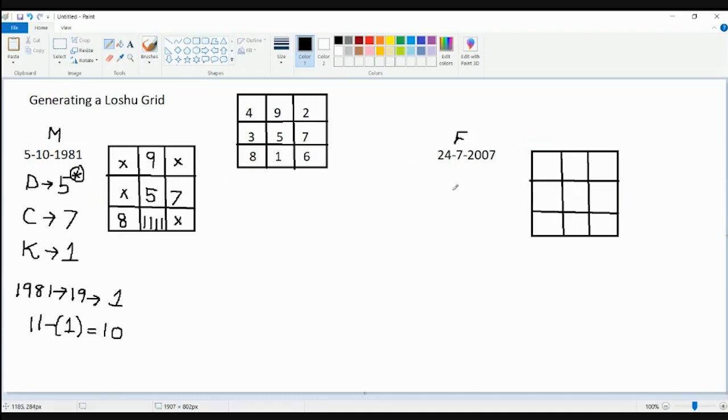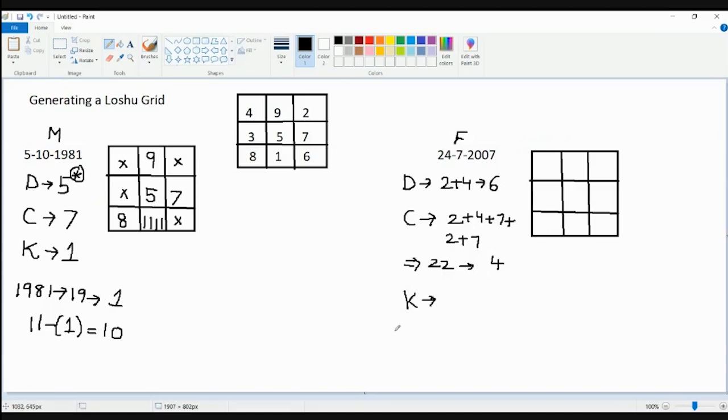Now we go to the next example. This is 24th of July 2007, a female chart. The driver is the date of birth reduced to single digit, the date basically. So 2 plus 4, the driver is 6. The conductor is when you add all the numbers: 2 plus 4 plus 7 plus 7 plus 2 plus 7. 2 plus 4 is 6. 6 plus 7 is 13. 13 plus 2 is 15. 15 plus 7 is 22. Again you have to reduce, so 2 plus 2, 4. Conductor is 4.